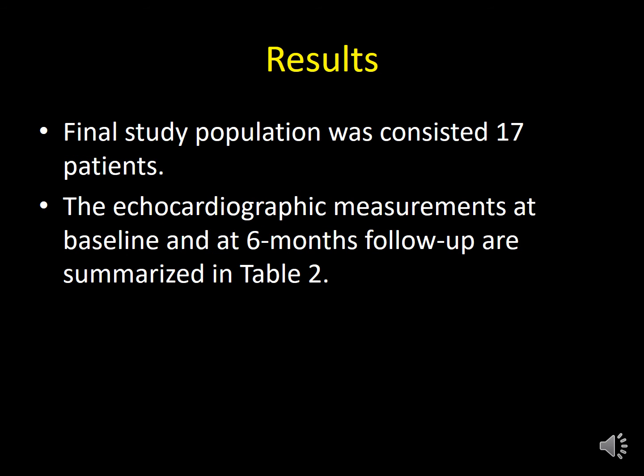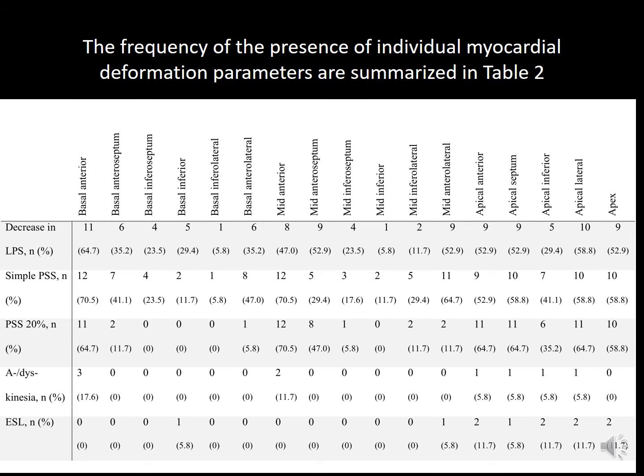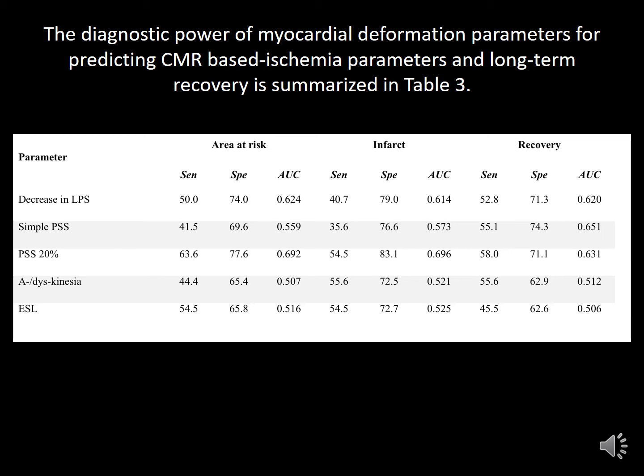The final study population consisted of 17 patients. Echocardiographic measurements at baseline and at 6 months follow-up are summarized in Table 1. The frequency of the presence of individual myocardial deformation parameters is summarized in Table 2. The power of myocardial deformation parameters for predicting CMR-based ischemia parameters and long-term recovery is summarized in Table 3.